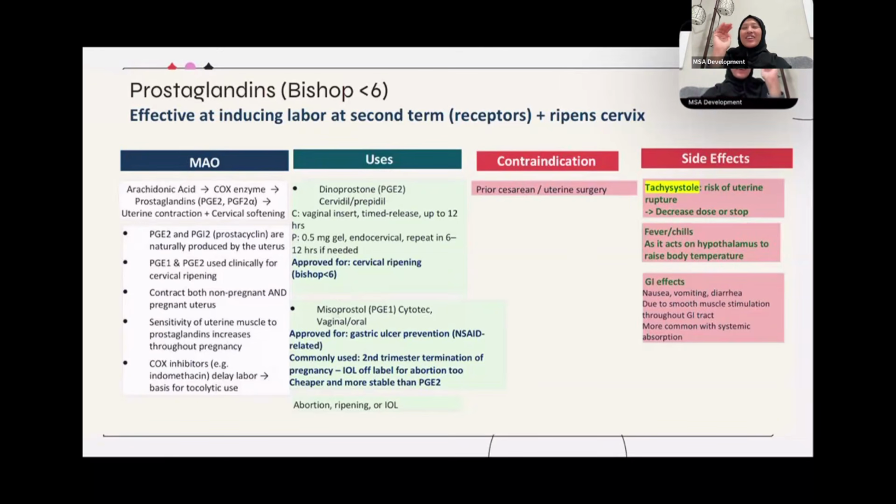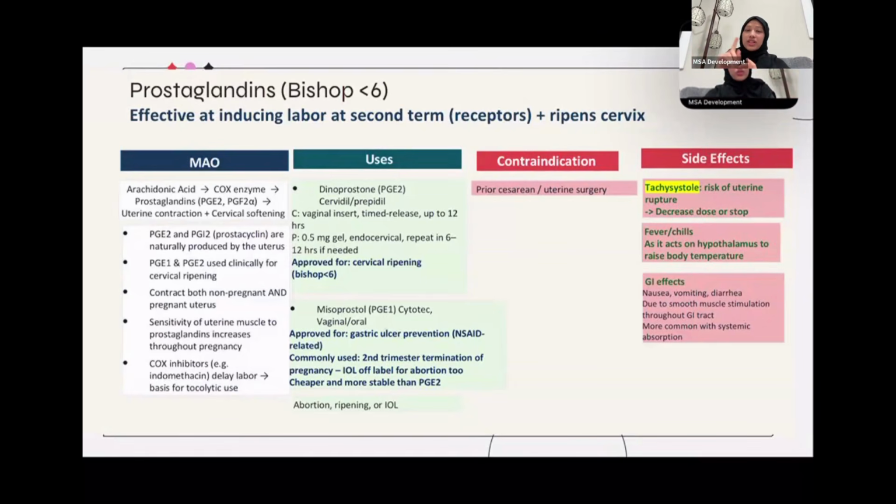Just remember that these are prostaglandins. They can be given in different formulations like vaginal insertion or endocervical. No need to know that. This is vaginal or oral. But basically, they are approved for cervical ripening as they are prostaglandins. Misoprostol can be used for second trimester termination for abortion as an off-label use, and it's cheaper and more stable than this. So one is cheaper, one is more commonly used.